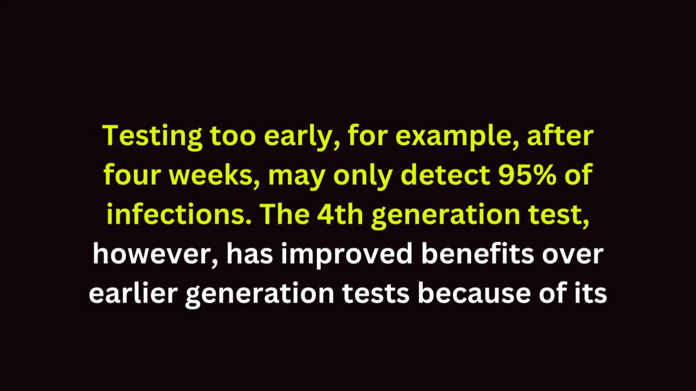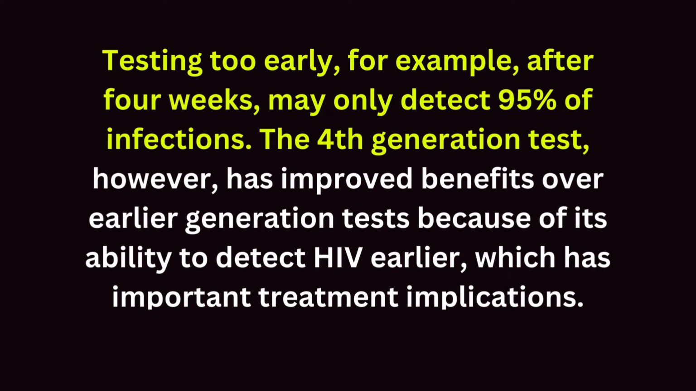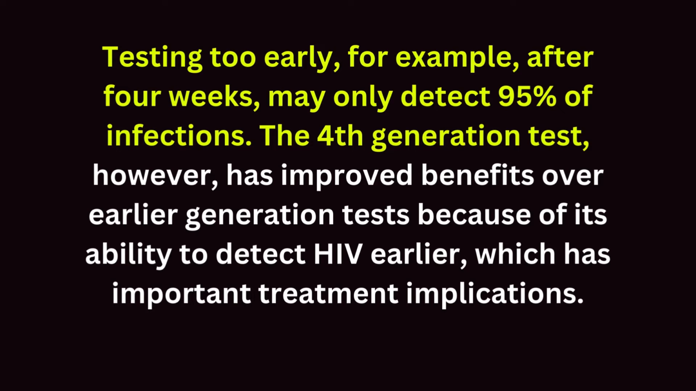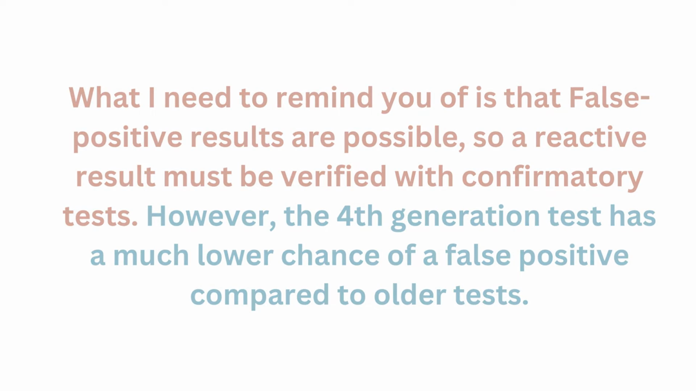Testing too early, for example, after 4 weeks, may only detect 95% of infections. The fourth-generation test, however, has improved benefits over earlier generation tests because of its ability to detect HIV earlier, which has important treatment implications. What I need to remind you of is that false positive results are possible, so a reactive result must be verified with confirmatory tests. However, the fourth-generation test has a much lower chance of a false positive compared to older tests.